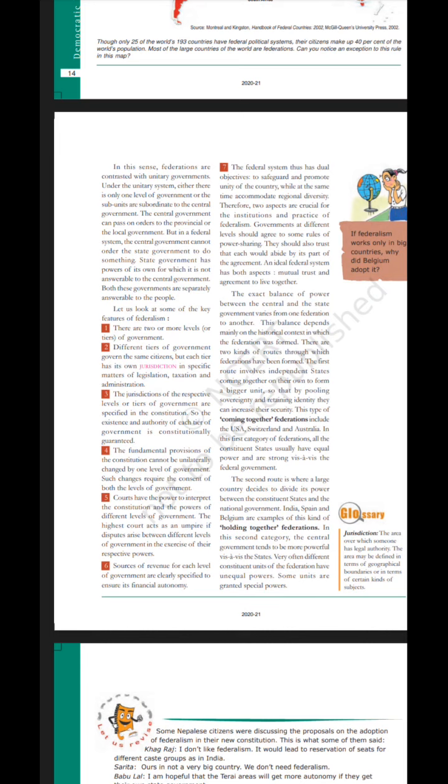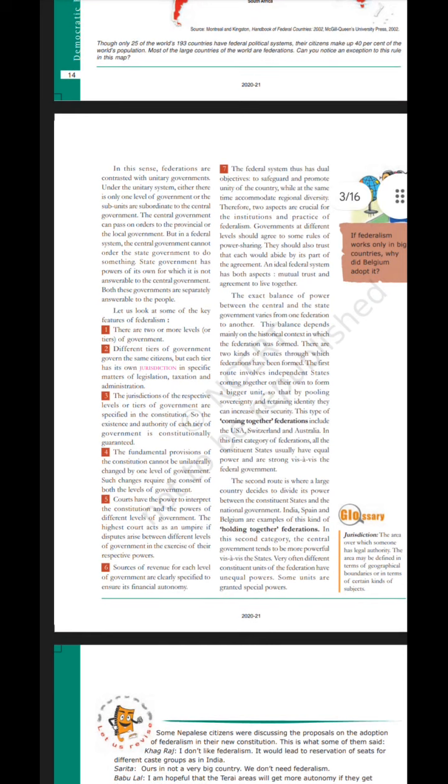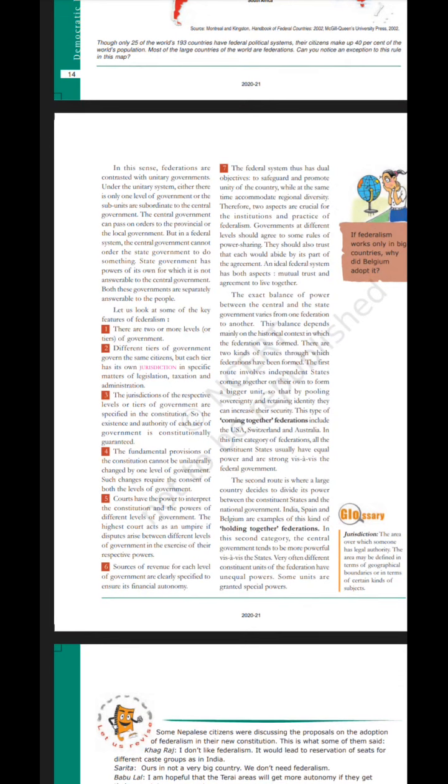The fundamental provisions of the constitution cannot be unilaterally changed by one level of government. Such changes require the consent of both the levels of government. Courts have the power to interpret the constitution and the powers of different levels of government. The highest court acts as an umpire if disputes arise between different levels of government in the exercise of their respective powers. Sources of revenue for each level of government are clearly specified to ensure its financial autonomy.